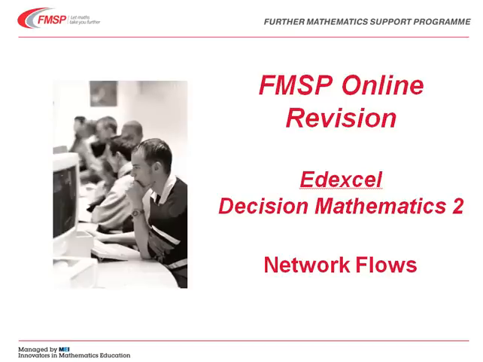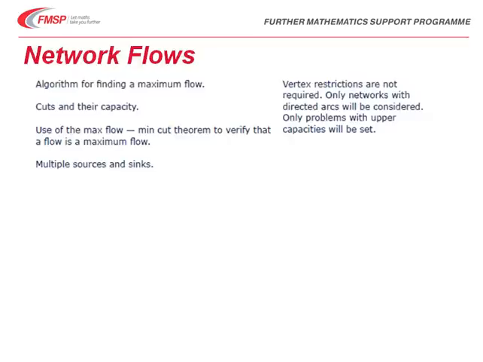In this lecture we're looking at the Edexcel Decision Mathematics 2 specification, and the topic is network flows. The specification says that you should understand an algorithm for finding a maximum flow through a network, the idea of cuts and their capacity. You should be able to use the max flow min cut theorem to verify that a flow is a maximum flow, and you should also be able to consider multiple sources and sinks.